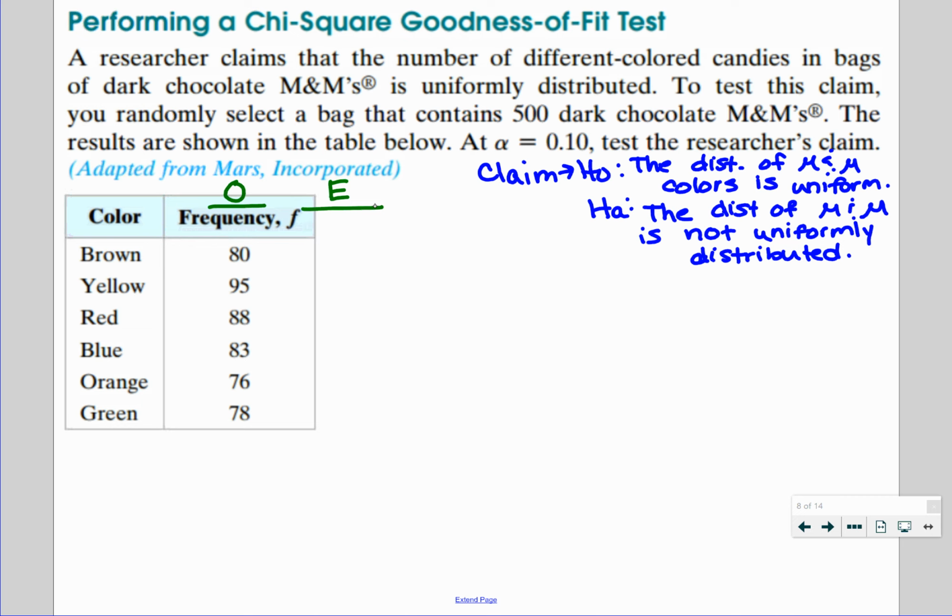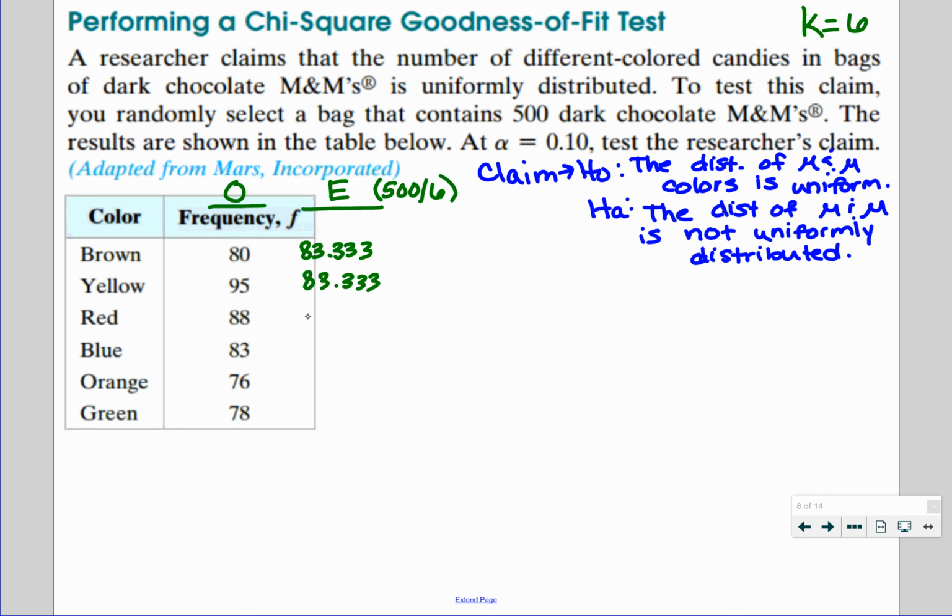Uniformly distributed means if I have a bag of 500 M&Ms, and how many categories of colors do I have? That's going to be our K. How many colors are there? 6. Each frequency that's expected is 500 times a sixth, or divided by 6. So you can do that real quick. 500 times 1/6, or 500 divided by 6. And we're going to get the same number for all of these. And I'm going to give it 3 decimal places.